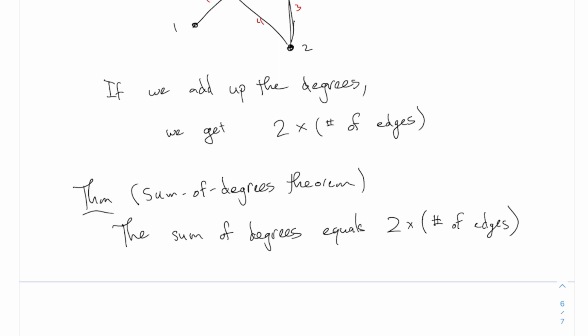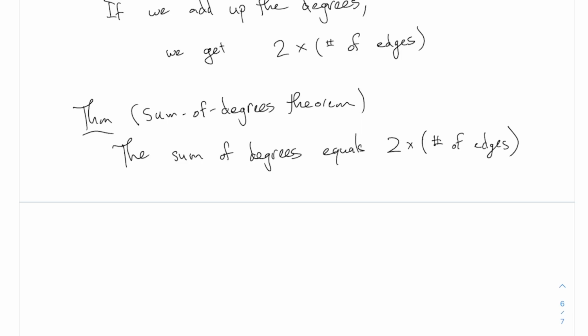All right, one thing that this means is the sum of the degrees is always even, and that's why you can't have just one odd degree vertex. Because if there was only one odd degree, then when you add up the sum of the degrees, it would end up being odd, and that's not allowed. So the sum of the degrees equals 2 times the number of edges.